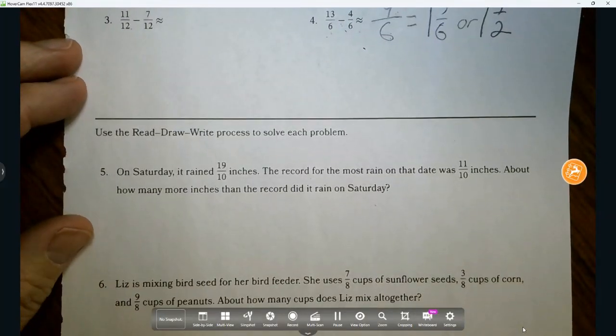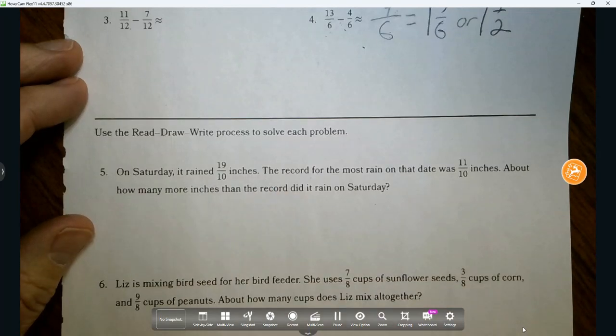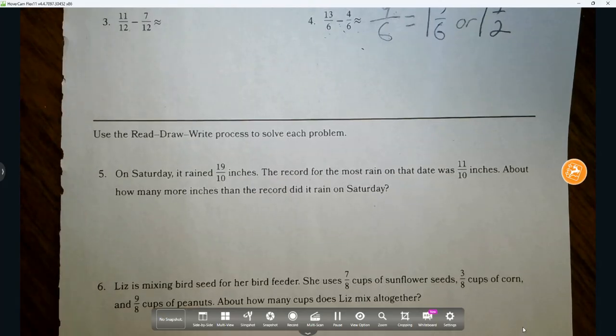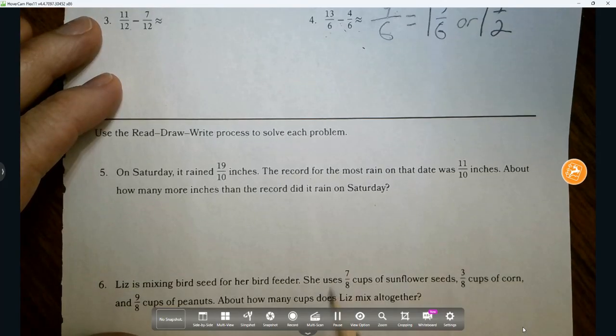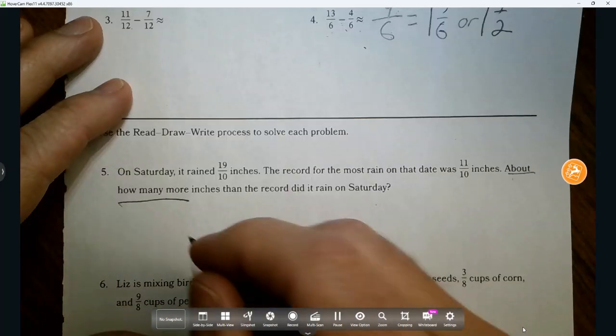Number 5. It says use the read, write, draw process to solve each problem. On Saturday, it rained 19 tenths inches. The record for the most rain on that date was 11 tenths inches. About how many more inches than the record did it rain on Saturday? I don't like the wording on this. So let's just set it up. Our secret word is about how many more. That tells us we're subtracting.